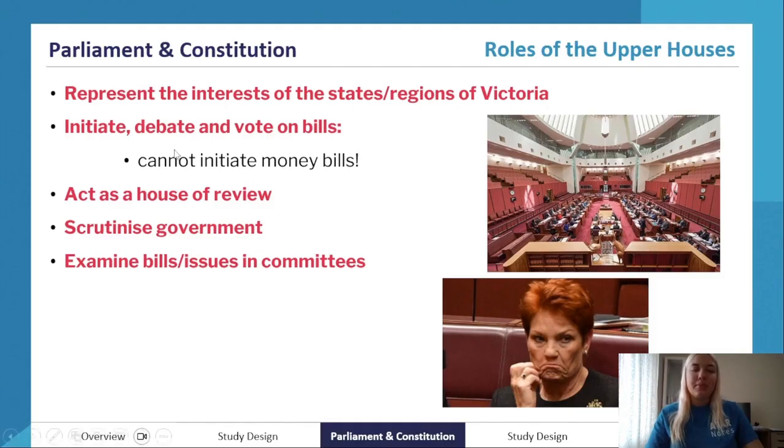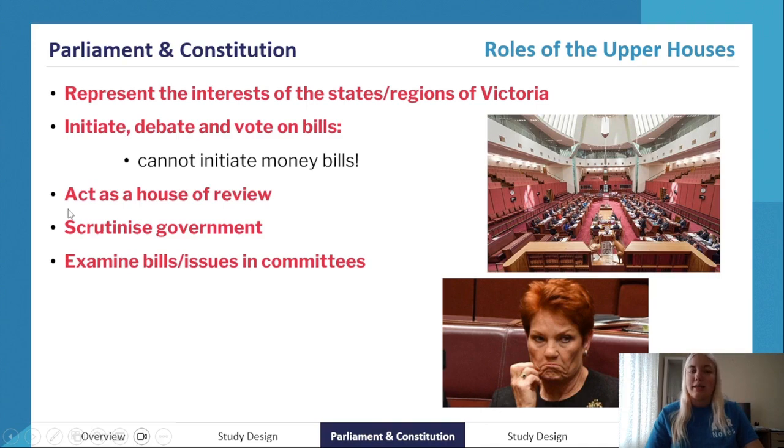Now, they also initiate debate and vote on bills if they're the house that the bill is being initiated in. However, remember this important difference: the Senate or the upper house cannot initiate any money bills relating to government spending and allocation of spending.